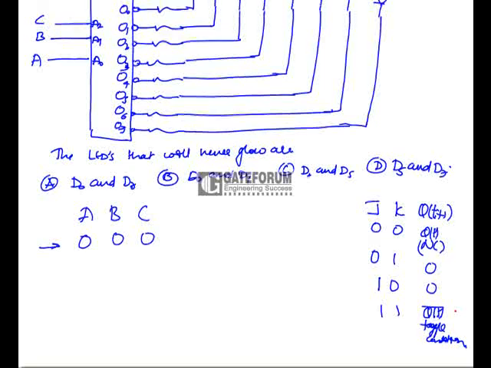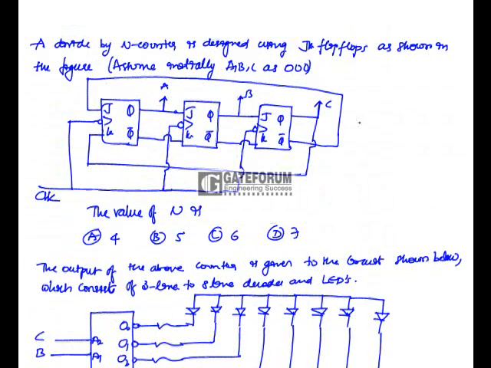Now, how are these connected here? Initially, these values are 0, 0, 0. That means the A, B, C values are 0, 0, 0. Now, if C is 0, what about the point here? Q is equal to 0 since C is connected to Q. What about Q bar? Q bar is equal to 1. That means here we are getting input as 1 to the J for the first JK flip-flop, and K is equal to Q, so this is equal to 0.